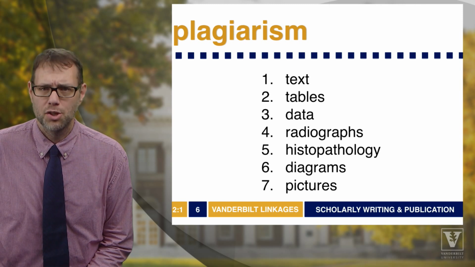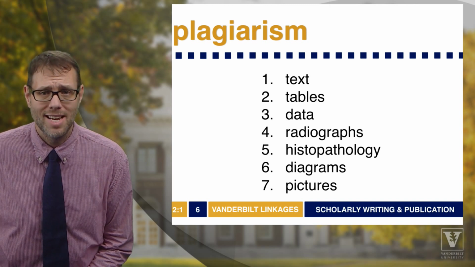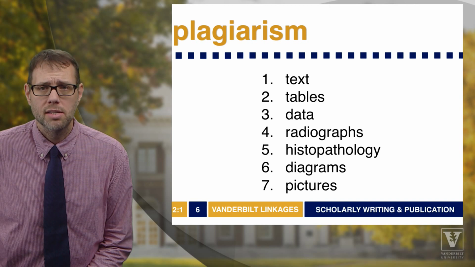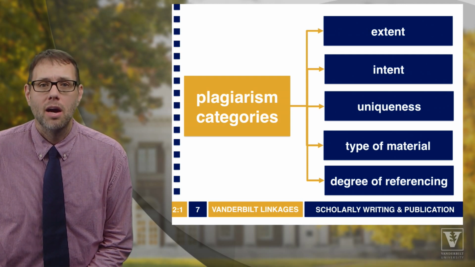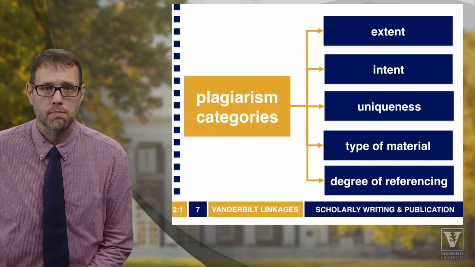Let's dig in on plagiarism. Plagiarism can occur in a number of different places. This is just a few. Text, tables, data, even diagrams and pictures. All of these areas can have plagiarism. When we think about plagiarism categories, right, we think of the extent of the plagiarism. How much plagiarizing was done, right?